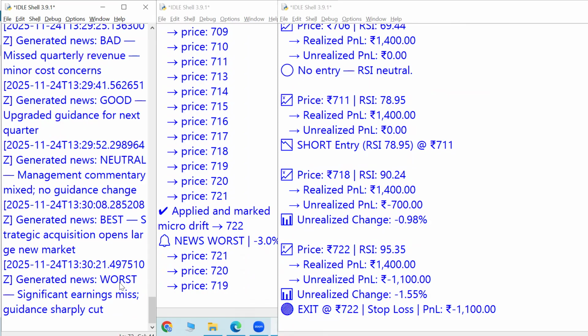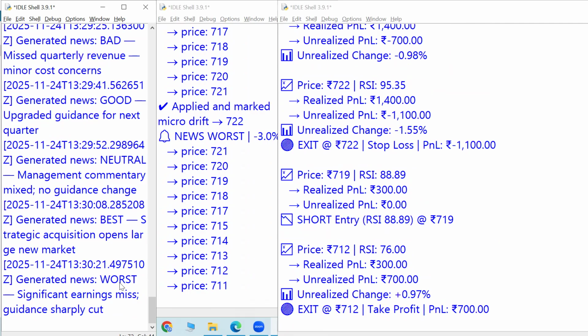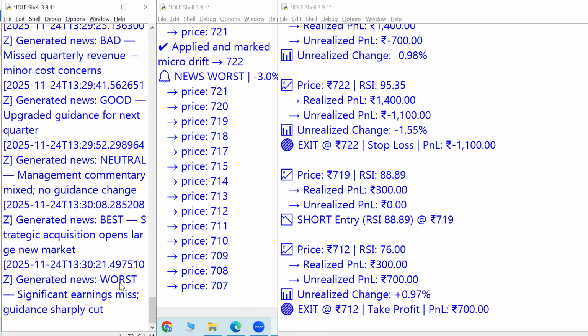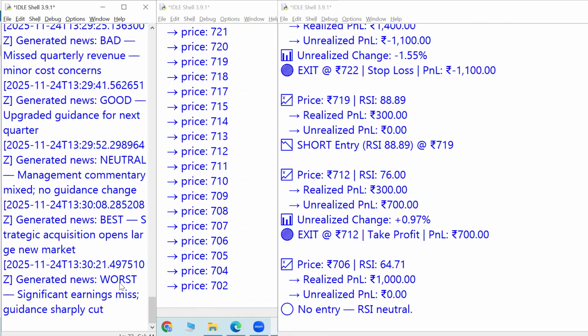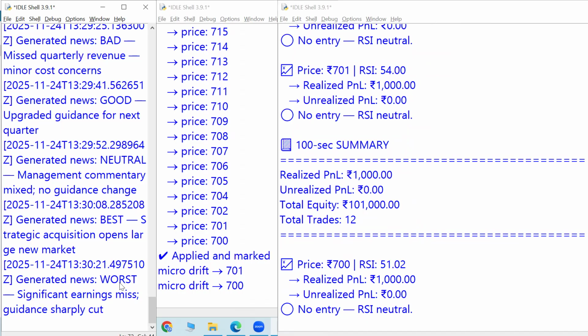We got a stop loss. We get one more. We got one more profit. Okay, see how fast it is happening. We could not even see what is happening. Very fast it is happening.